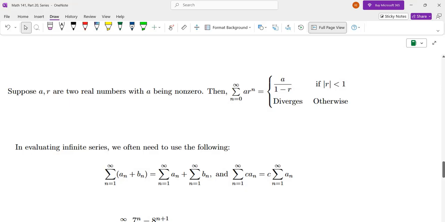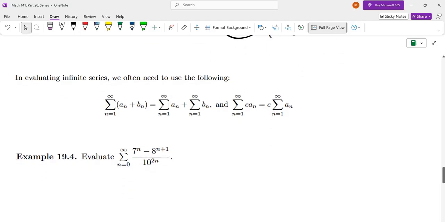Okay, so in general, a geometric series converges if and only if the common ratio is between -1 and 1. And we're going to have to assume that the terms of this geometric sum are not 0, because if they're all 0, then the sum is obviously 0. And the sum is evaluated by a over 1 minus r.